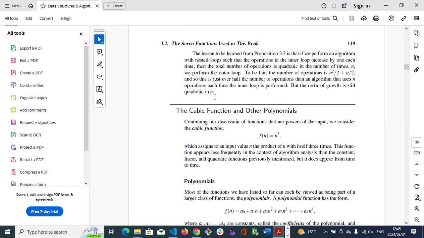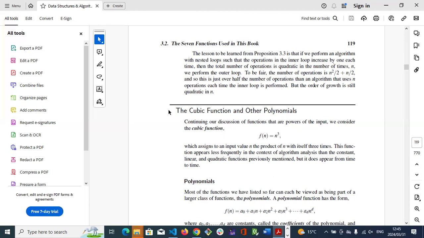The lesson to be learned from proposition 3.2 is that if we perform an algorithm with a nested loop such that the number of operations in the inner loop increases by 1 each time, then the total number of operations is quadratic in the number of times we perform the outer loop. To be fair, the number of operations is n squared divided by 2 plus n over 2, and so this is just over half the number of operations of an algorithm that uses n operations each time the inner loop is performed. The order of growth is still quadratic in n.